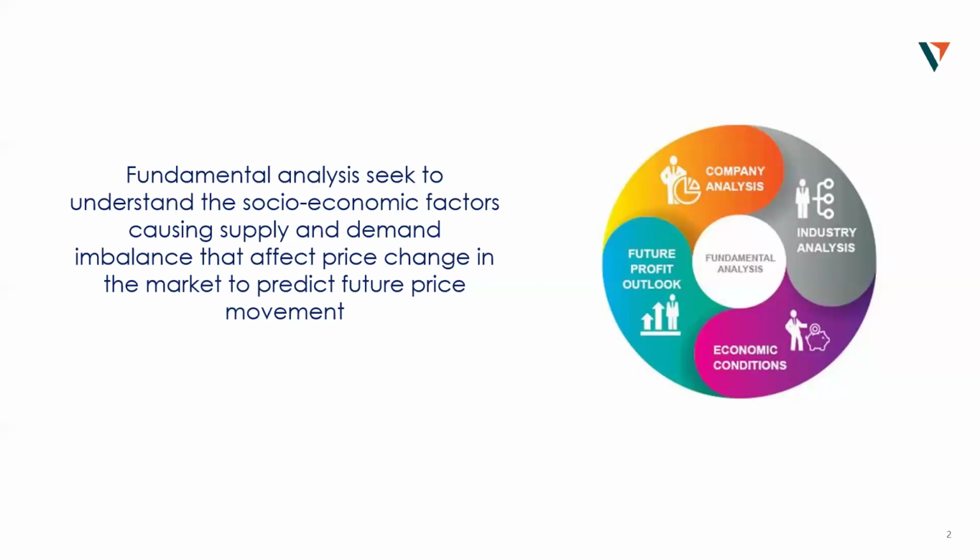Now, fundamental analysis seeks to understand the socio-economic factors causing supply and demand imbalance. So what's supply and demand imbalance? Whenever there's a huge demand for anything, the price tends to rise. Whenever there's a huge supply of any commodity or anything, the price tends to fall. So when demand is high and supply remains constant, prices rise. Whenever there's a huge supply and demand remains the same, price tends to fall. You see? That's what we call demand and supply imbalance.